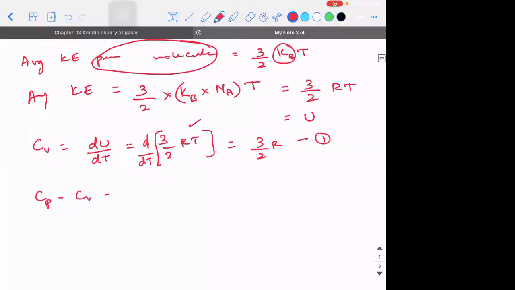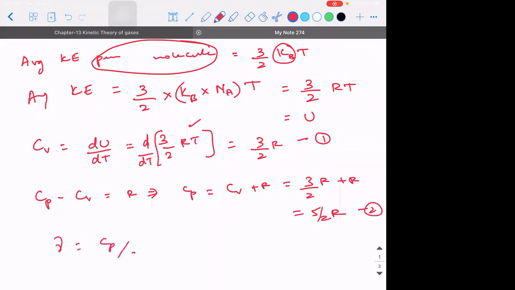Now you know that Cp minus Cv is R. So Cp is equal to Cv plus R, that is 3 by 2 times R plus R, which is 5 by 2R. Gamma is Cp by Cv, so 5 by 2R divided by 3 by 2R. R and R are gone, 2 and 2 are gone. Does this make sense? So the value of gamma for a monoatomic gas is given as 5 by 3.